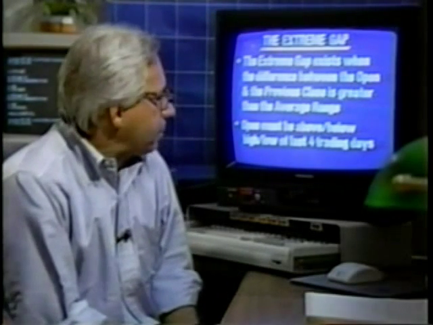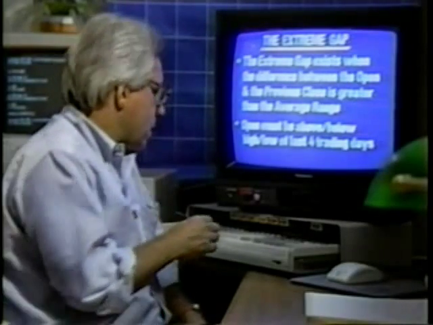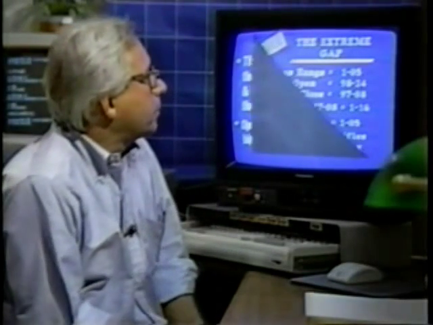Now, there are different types of gaps, but for the gap to be meaningful, we'll talk about the up gap first. The open must be above the high of the last 4 trading days. In other words, you have 4 days, and now on the 5th day, it's even higher yet. On the bottom, on the gap to the downside, it's the opposite. It must be below the low of the last 4 trading days. And the reason for this is you want to make sure you've got a pretty major turn here. And that's why we insist on that rule.